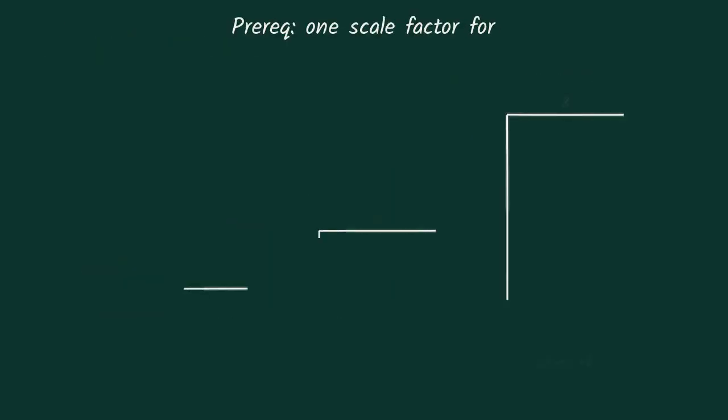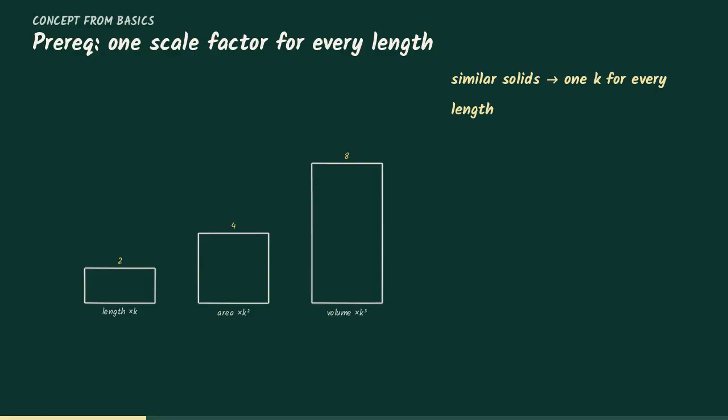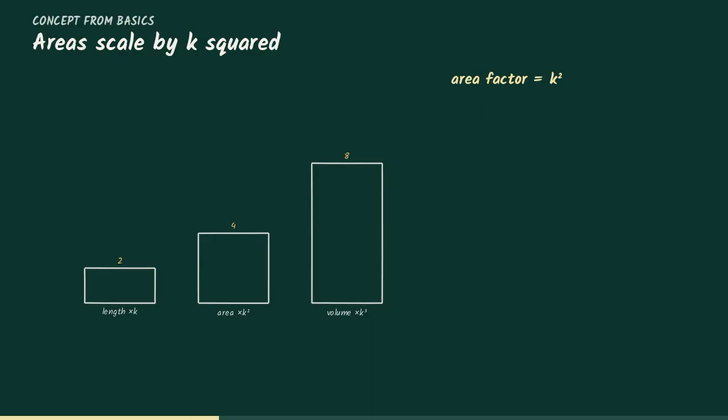When two solids are similar, every matching length scales by the same factor k. One k for edges, radii, heights, not a different factor per edge. Area is a product of two lengths, so each length brings a factor k and surface area scales by k squared. Double the edges and paint becomes 4 times.